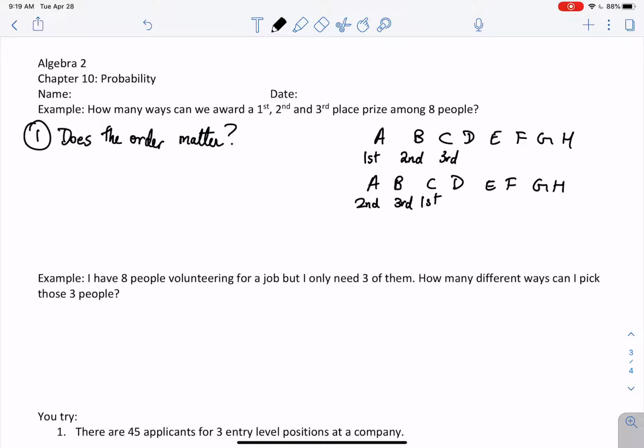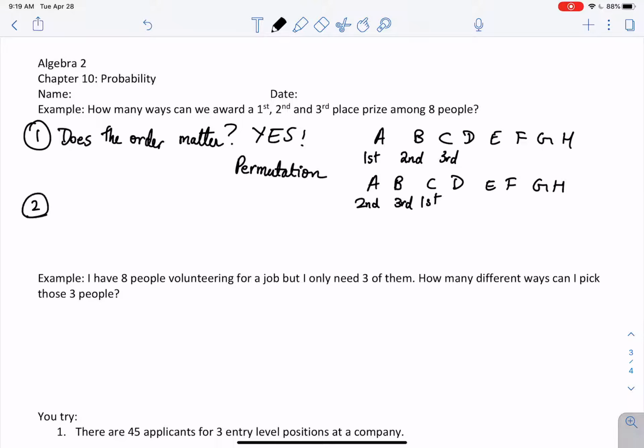In this case, it is different, because based on how I pick them, it changes which place they get, which prize they get. So here the order matters, because depending on how I picked the people, it changed what prize they got. And because the order matters, it's a permutation.